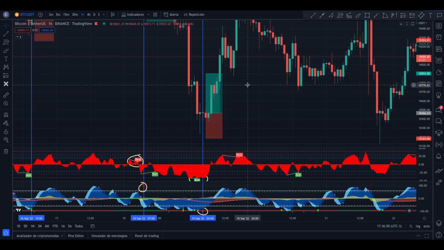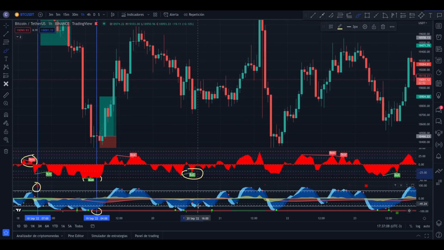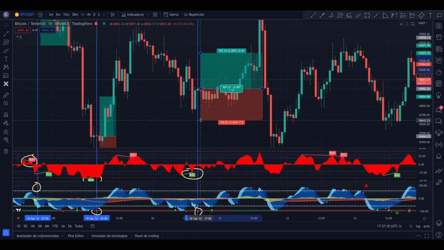This indicator can be used in conjunction with some of the indicators posted in previous videos in order to get more reliable and accurate entries.